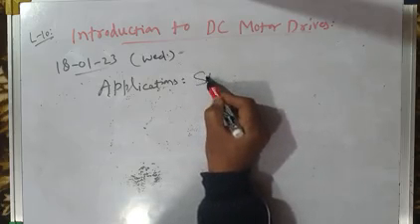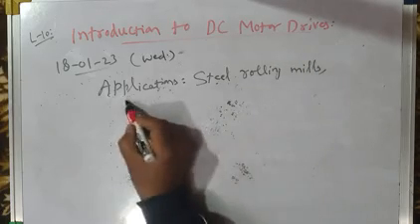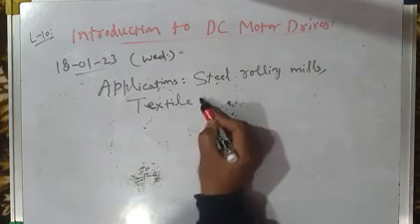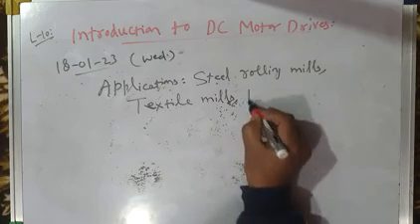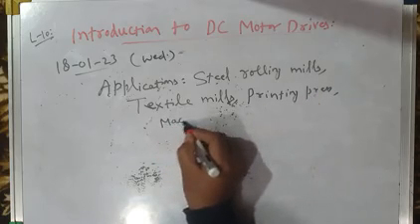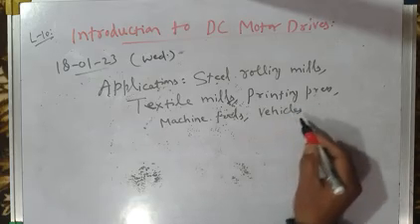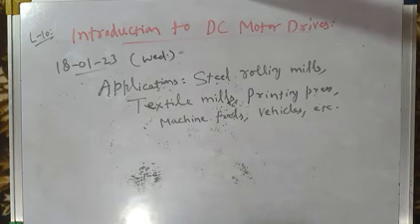like in steel rolling mills, textile mills, printing presses, machine tools, etc. In highway vehicles also we use DC motor drives, like the windshield wipers and the windows, which are controlled by DC motors, because in a vehicle we have a battery which gives a DC source, and then a small DC motor is used for controlling the windshield wiper. So these are some of the applications of DC motor drives.